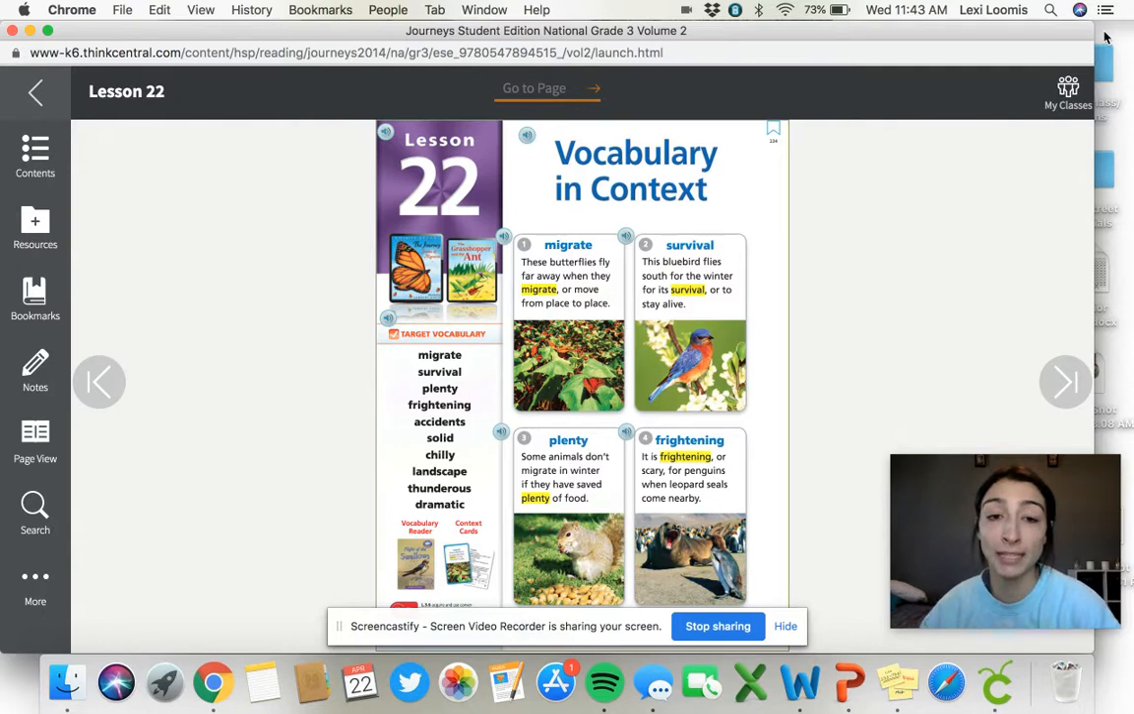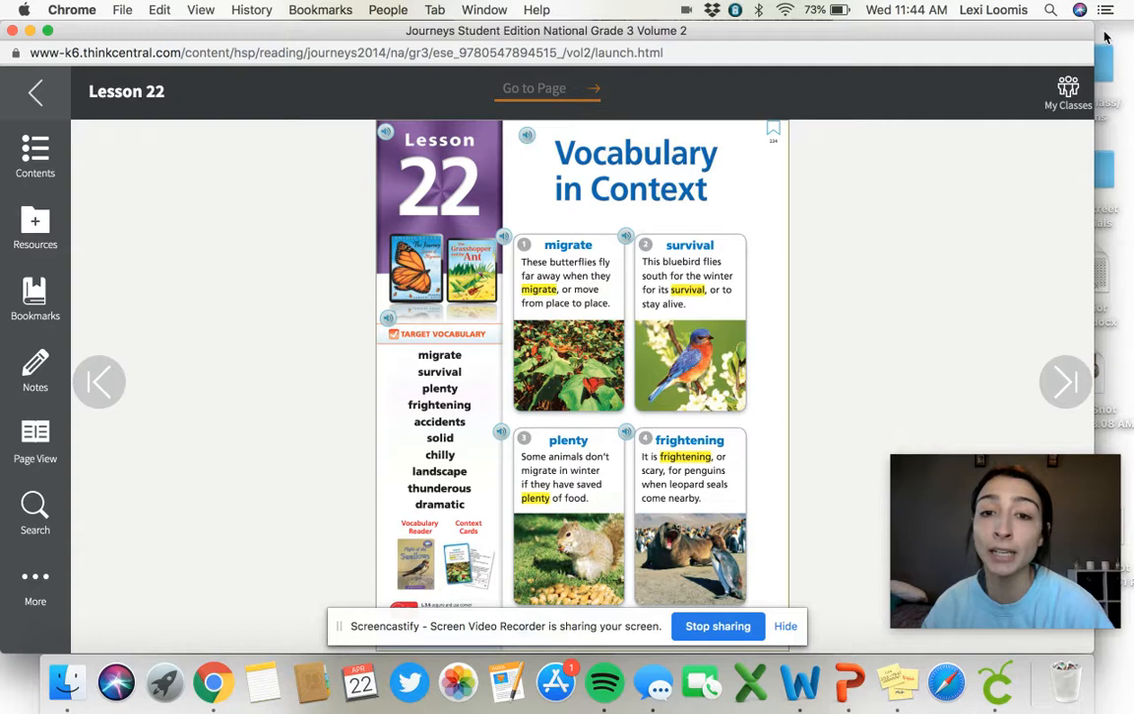Our next word is plenty. Some animals don't migrate in the winter if they have saved plenty of food. So that means you have a lot of something. Maybe at snack time you have 4 or 5 snacks in your lunchbox, and you're like, oh, I have plenty of snacks. I don't know which one to choose. That means you have a lot of them.